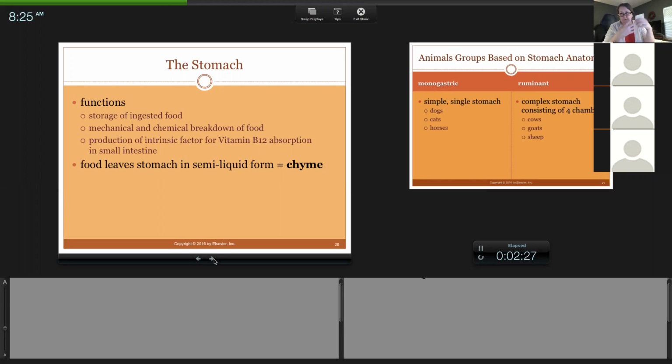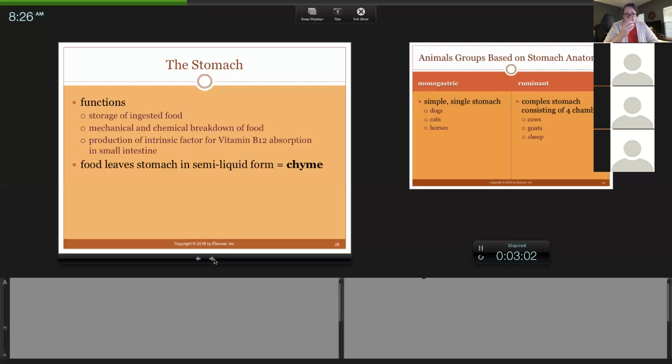When food enters the stomach, it's going to mix it with the acidic contents and digestive enzymes, and it's going to break down the food chemically, with stomach acid, and mechanically, by churning. The stomach also helps produce a factor that helps B12 be absorbed in the intestine. The stomach will secrete this factor, and it will allow B12 to be absorbed in the small intestine.